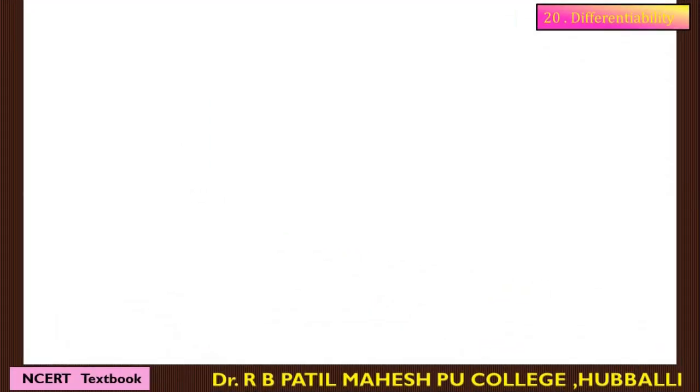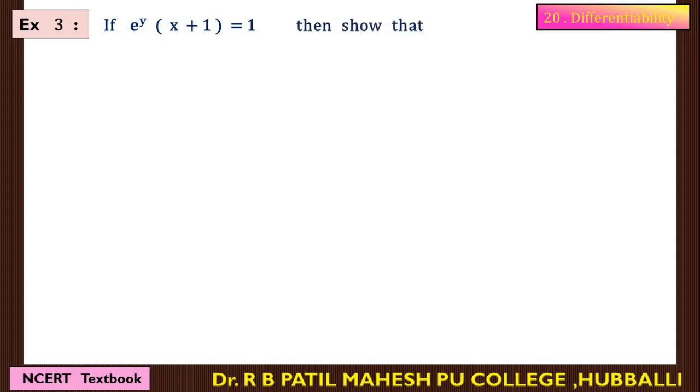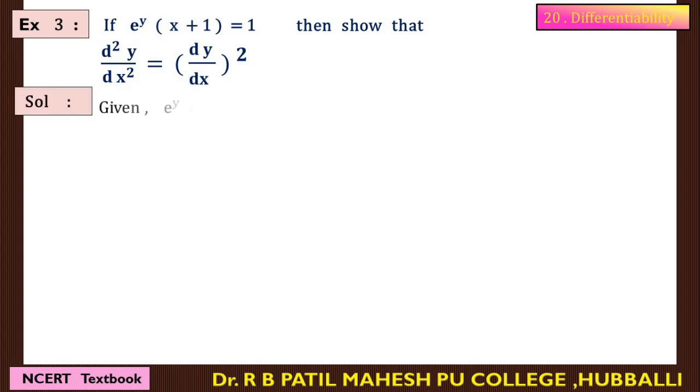Now see the next question. If e raised to y into x plus 1 is equal to 1, then show that d square y by dx square is equal to dy by dx whole square. Now see the solution. First take the given function, e raised to y into x plus 1 is equal to 1. Denote this as equation 1.